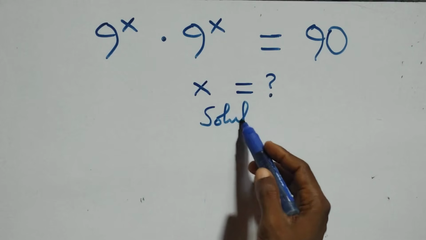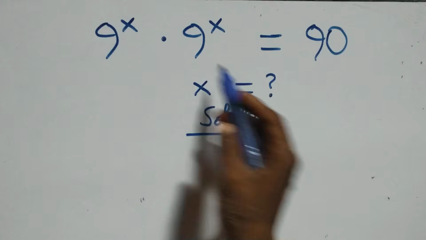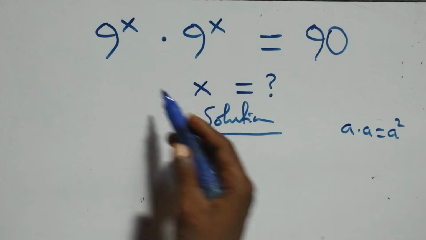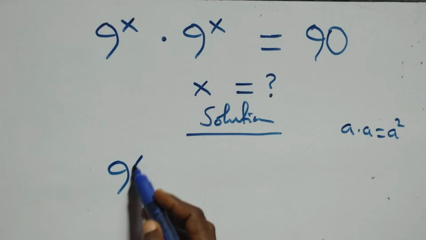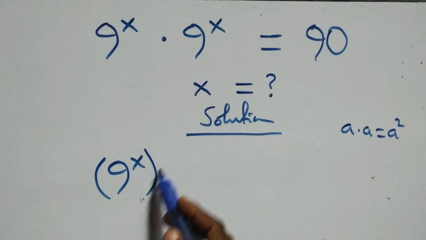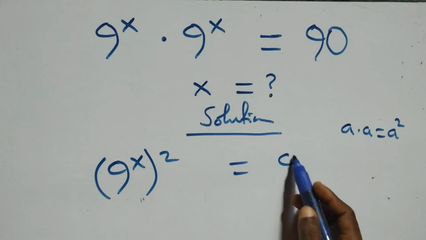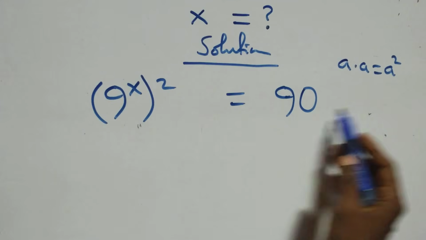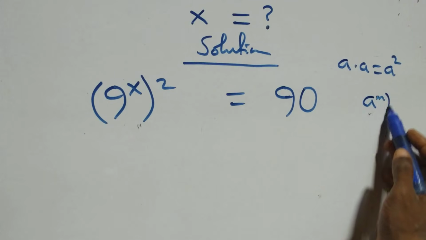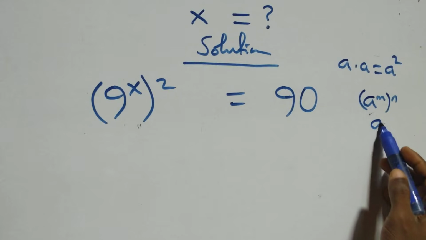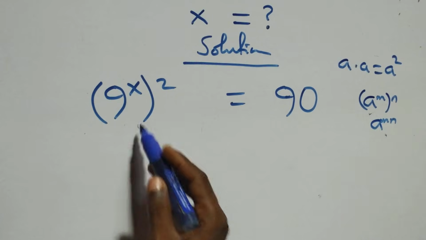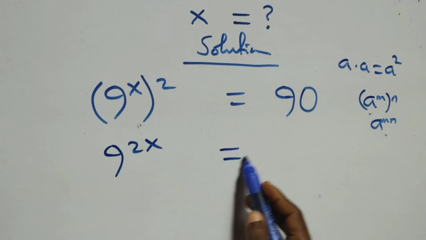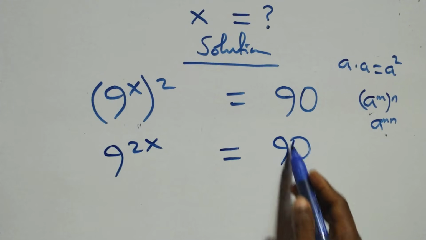Solution from here. What we have here follows when we have a times a, which is the same thing as a squared. This here we can write as 9 raised to power x, squared, equals 90. The next step follows when we have a raised to power m raised to power n, the same thing as a raised to power mn. The powers multiply, so we have 9 raised to power 2x equals 90.